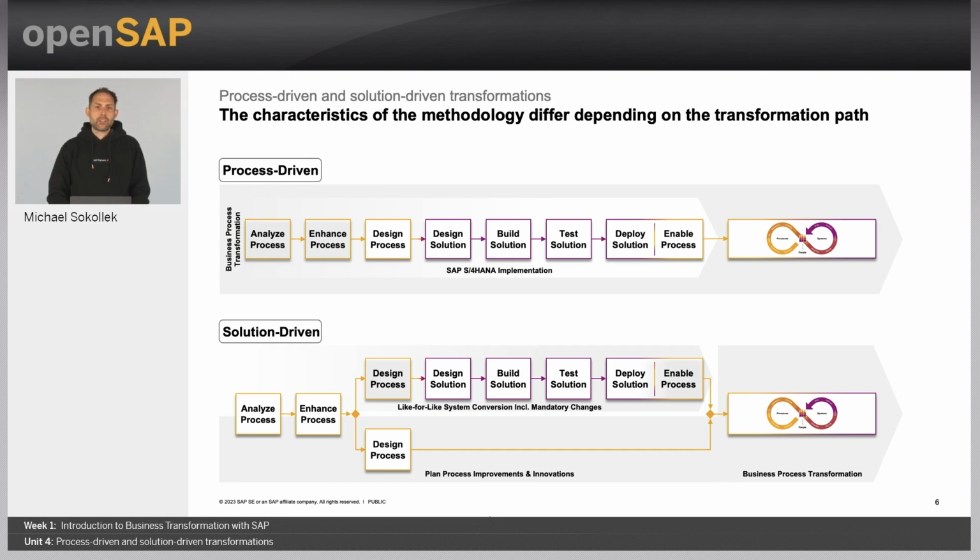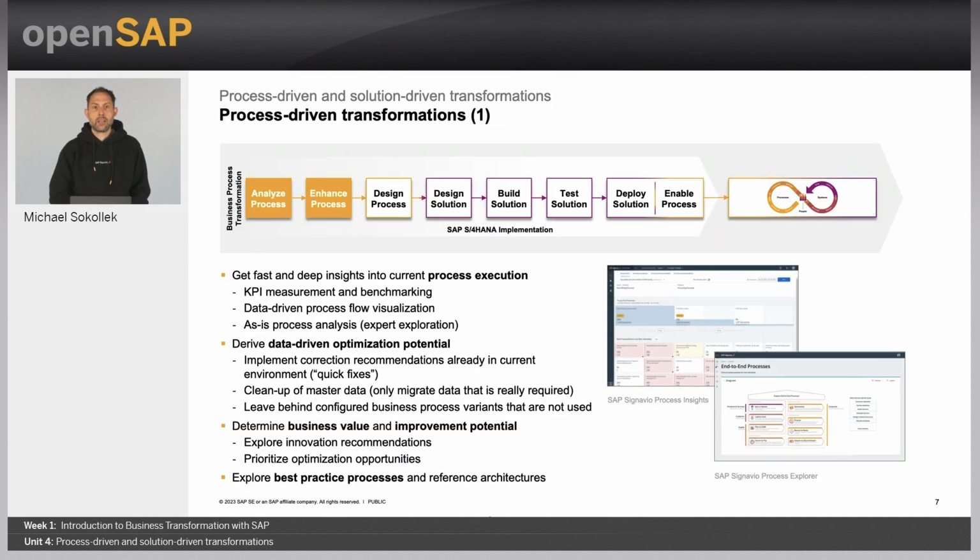In addition to the mandatory changes, selective process changes are executed, prioritized based on, for example, the analysis of currently executed processes and identified enhancement potentials. So let us look into more detail how a process transformation and a solution transformation is supported.